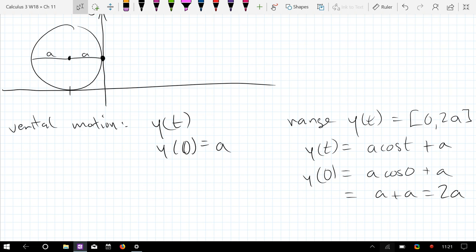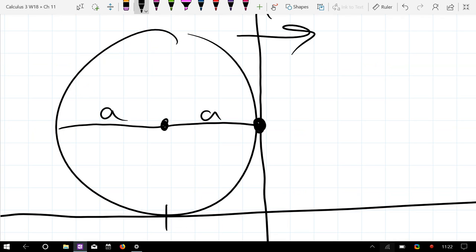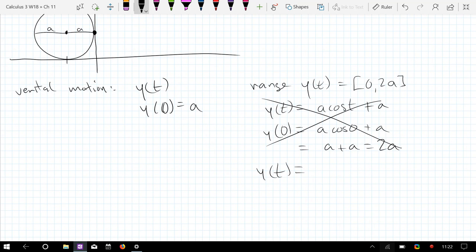Now, we do need A, A cos something, but it doesn't have to be cos t. I can offset this a little bit. The other option is I can just use the sine function. Sine starts at 0. Does sine increase or decrease after you pass 0? It increases. What is going to happen to the height as the wheel starts to move to the right? It's going to decrease. So let's try negative A sine t plus A. Let's try that. So we'll try y of 0, and we get A.